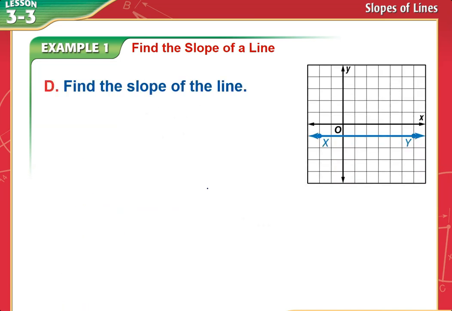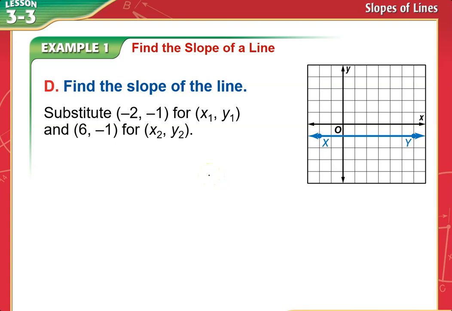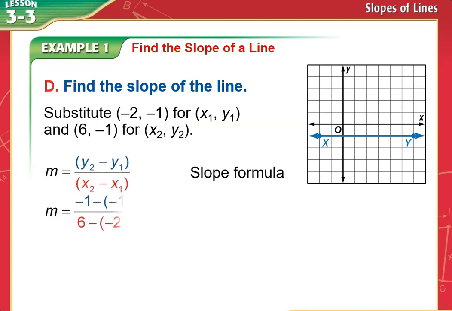Find the slope of a horizontal line. In a horizontal line, the y values are the same. So in this case, both y values are -1. Therefore, my numerator of my rise over run will be 0. And we end up with 0 over 8, or the final answer of 0. So all horizontal lines have a slope of 0. In all vertical lines, slopes are undefined.